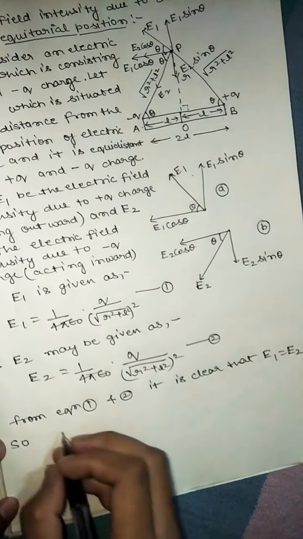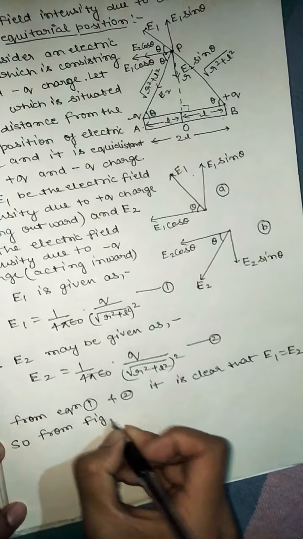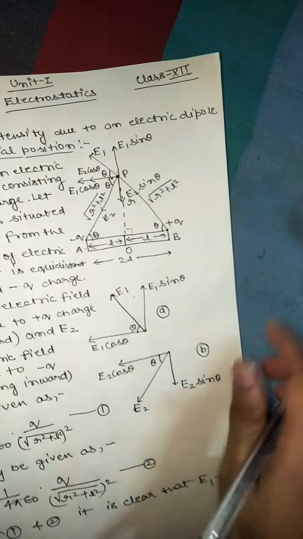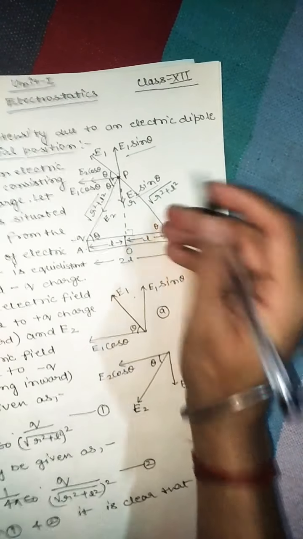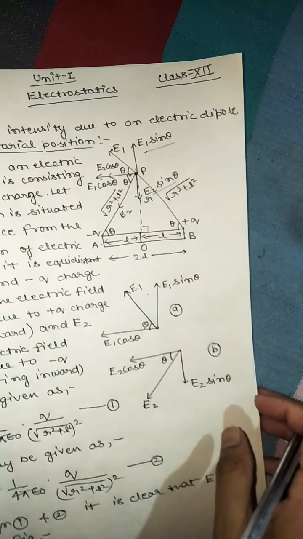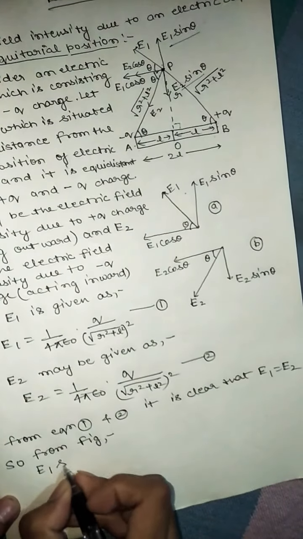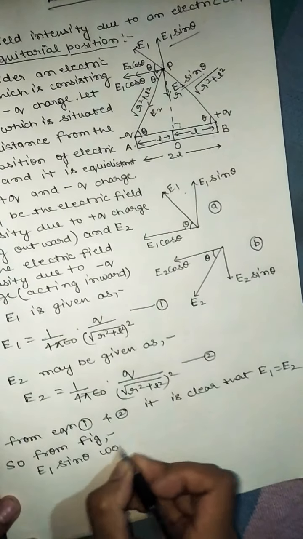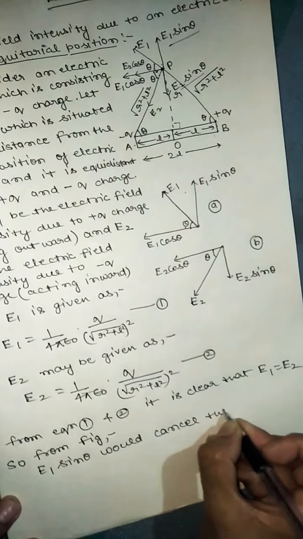So from the diagram or from the figure here, E1 sin theta would cancel the effect of E2 sin theta. If E1 and E2 both are equal, then E1 sin theta would cancel the effect of E2 sin theta. What I'm saying? I'm saying E1 sin theta would cancel the effect of E2 sin theta.